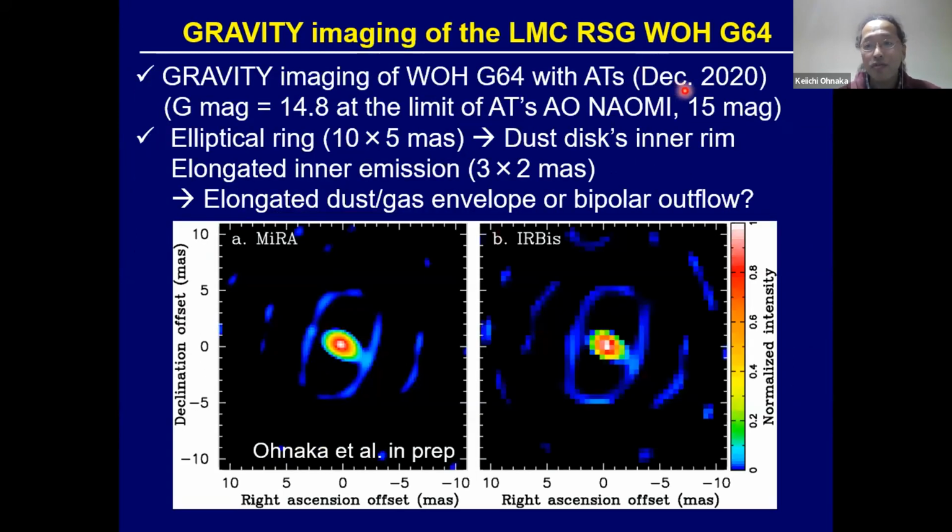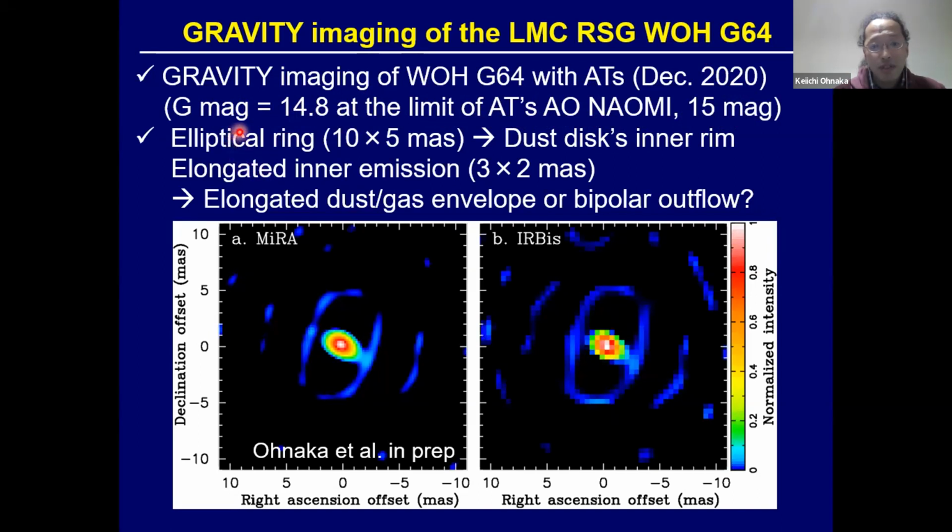Now, in December 2020, we went back to WOH G64, but this time with GRAVITY and with the ATs. The MIDI observations that I showed in the previous slide were done with the UTs. And it worked out. I just want to note that the G-band magnitude of this target, 14.8, is really at the limit of the AT's adaptive optics system, NAOMI, 15 magnitude. But it worked out thanks to the great efforts of the VLTI team on Paranal.